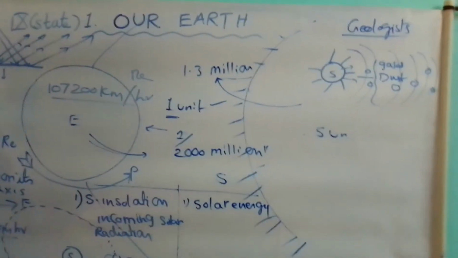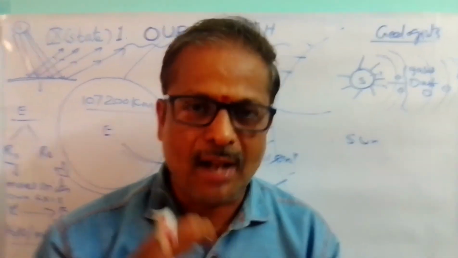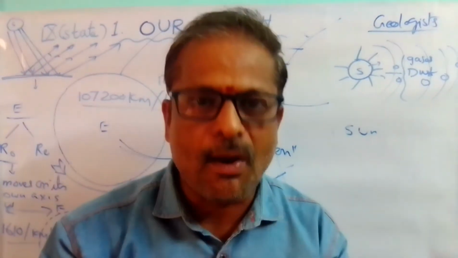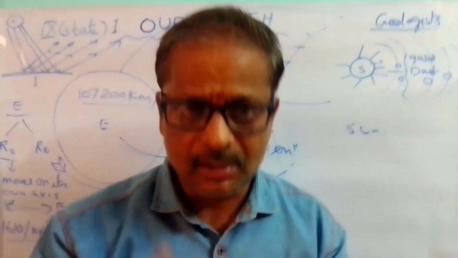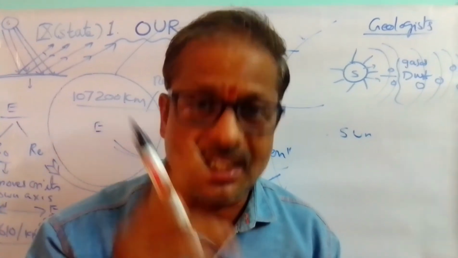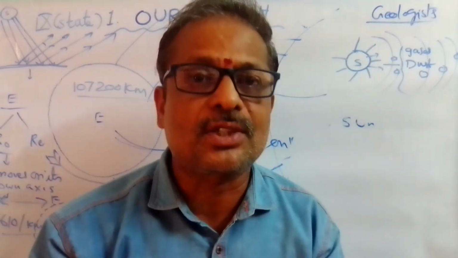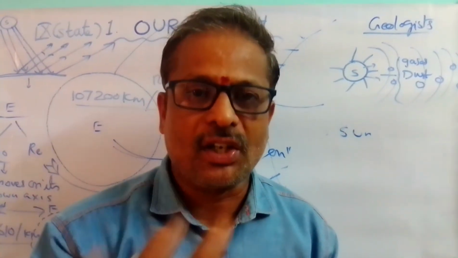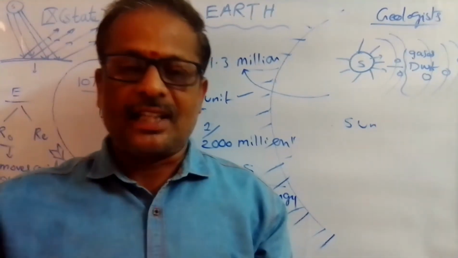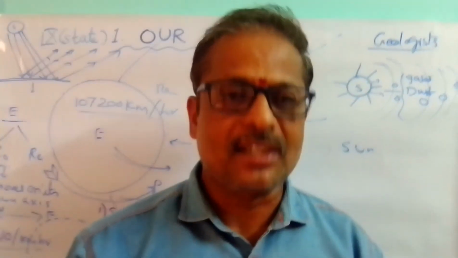And by rotation, what changes are we observing? What are the results of rotation? Formation of day and night are the important results of rotation. And what are the results of revolution? By revolution, seasons are forming, and changes in day and night durations also occur. In the next video, we are going to learn some more topics about this lesson.